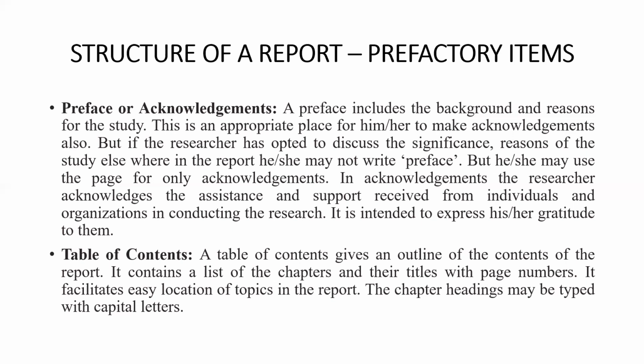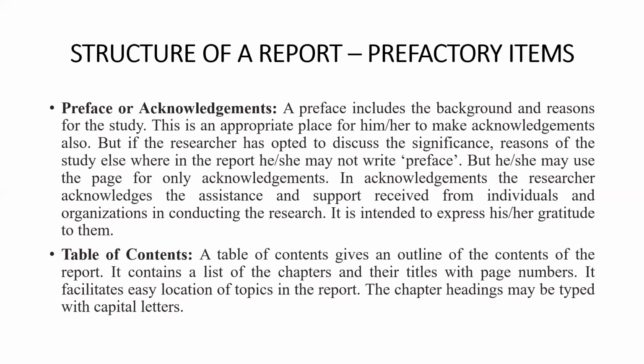Then you have the table of contents. A table of contents gives an outline of the content of the report. It contains a list of the chapters and their titles with page numbers. So the table of contents shows you what different chapters are written in the research report, and about their titles and page numbers also. It facilitates easy location of topics in the report. So what is the purpose of the table of contents? If you want to go to the literature review, through the table of contents you can easily locate any particular topic under the literature review.